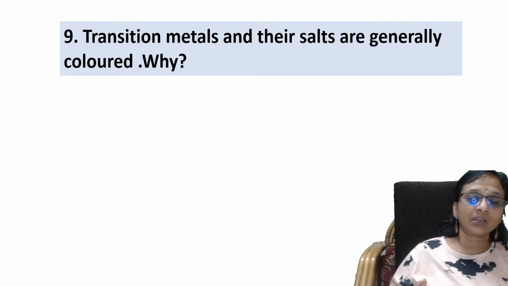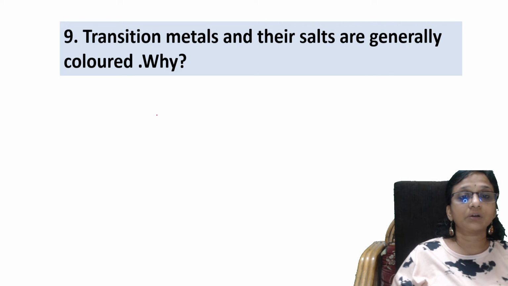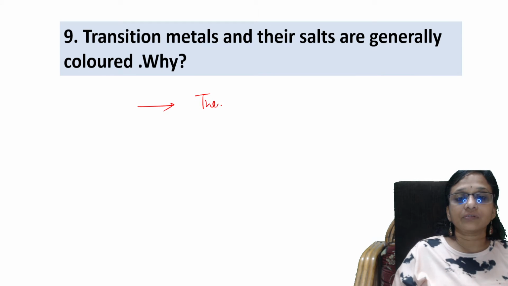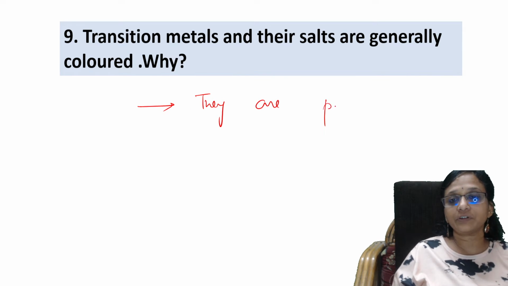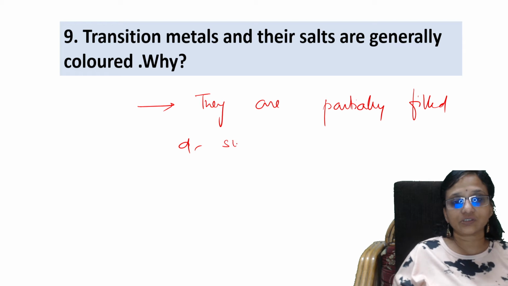Next question. Transition metals and their salts are generally colored. Why? Remember, why are they colored? First important point, start your answer. They have a partially filled D subshell. This is very important. Start your answer like that. This is the first thing.